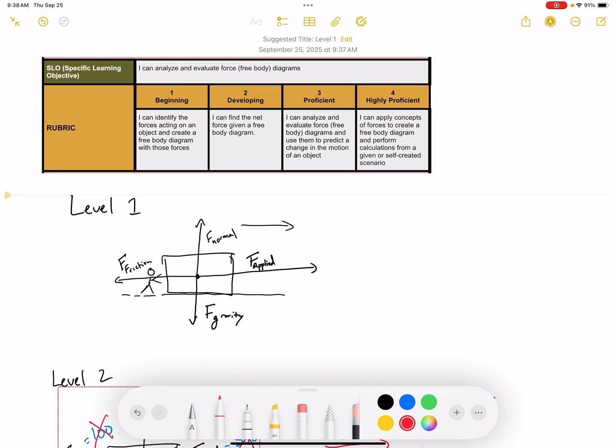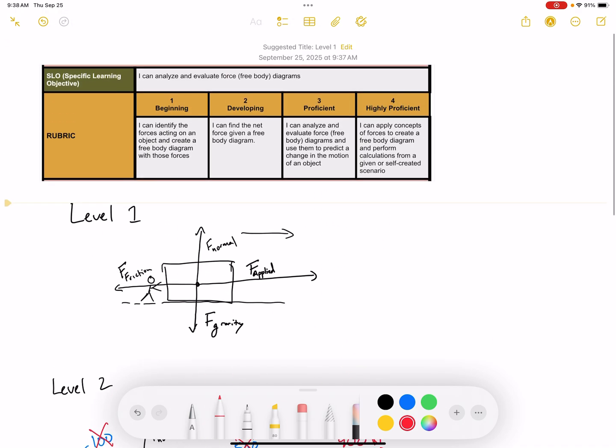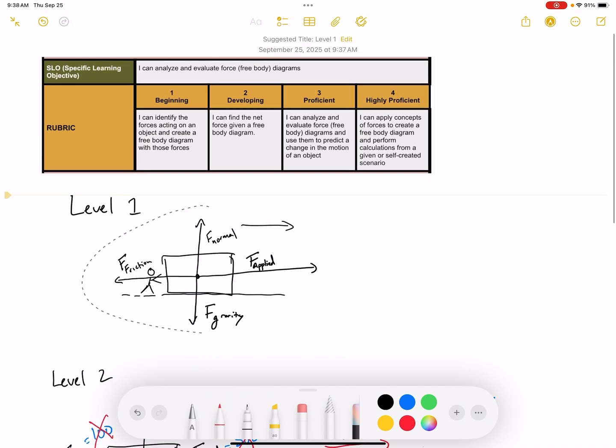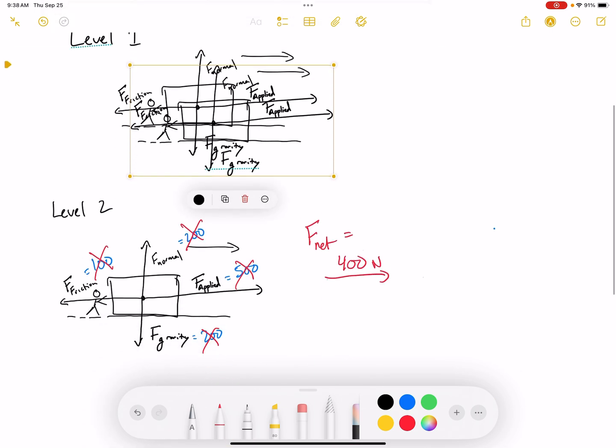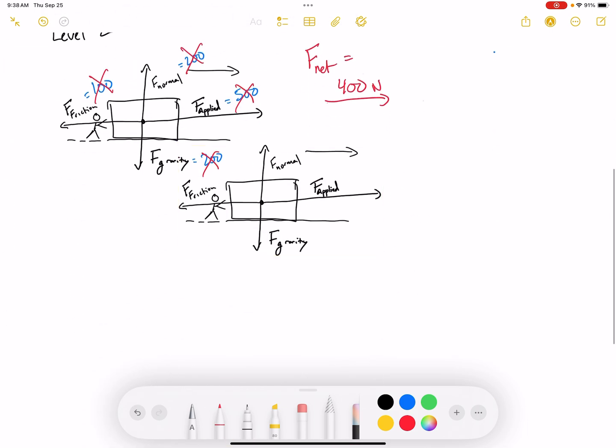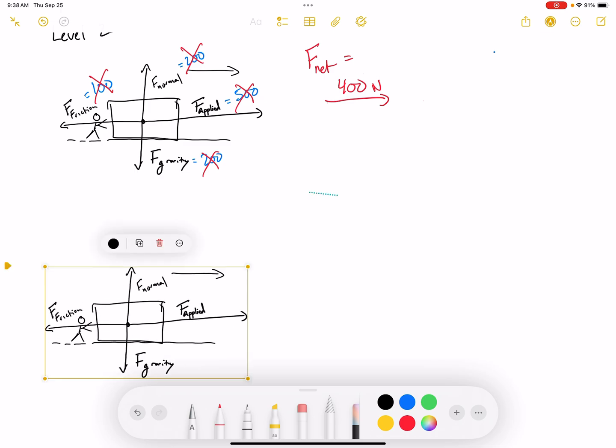Now, level 3 says, "I can analyze and evaluate a force diagram and use it to predict a change in the motion of an object." So if I once again take our original free body diagram, I'll copy it and move it down here. Let's talk about what that means for level 3.